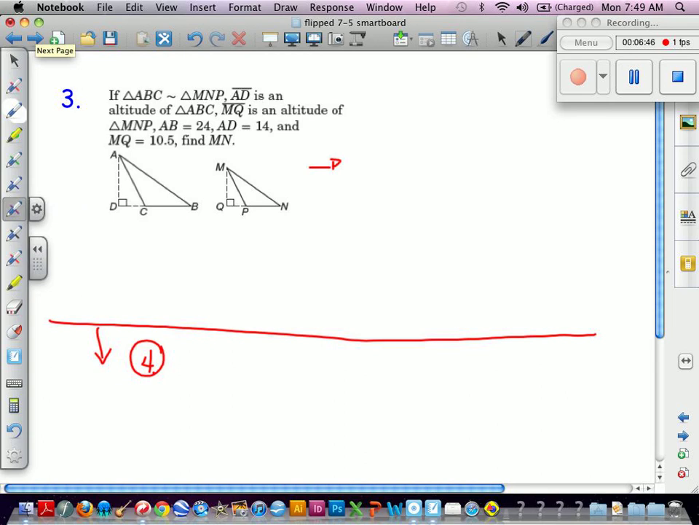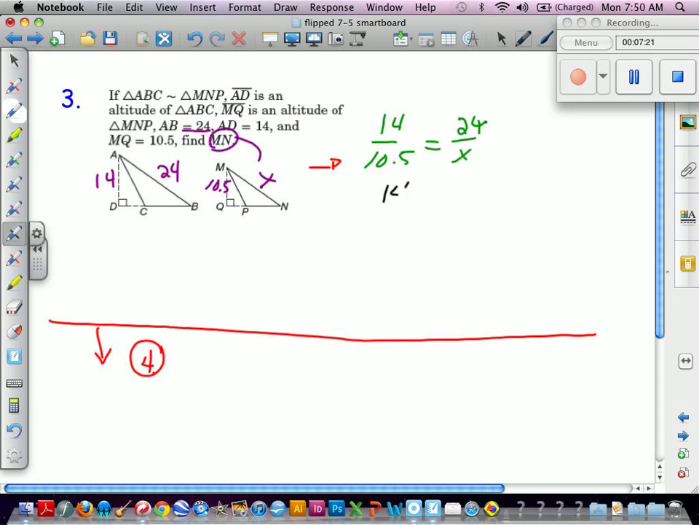Let's see here. AB is 24. AD is 14. MQ is 10.5. And I'm looking for MN, so I'm going to call that x. Looking at this, triangles are similar, and so I have an altitude, so I'm going to use the altitude proportion. I'm going to take my altitudes, 14 and 10.5, equals my corresponding sides, 24 and x.